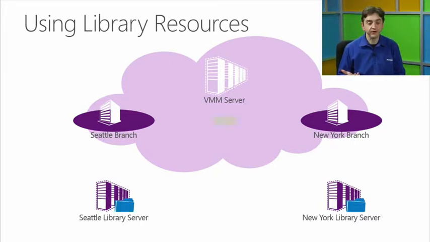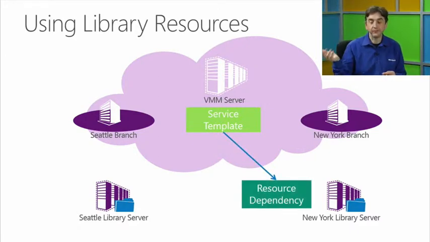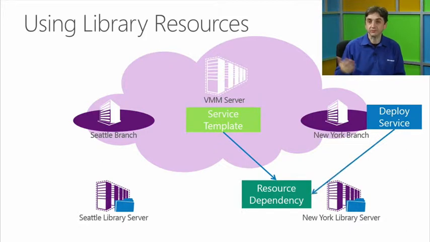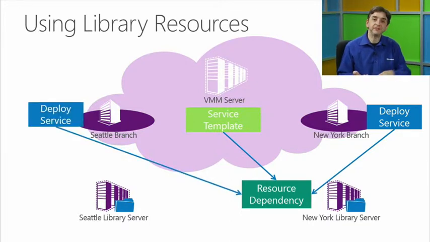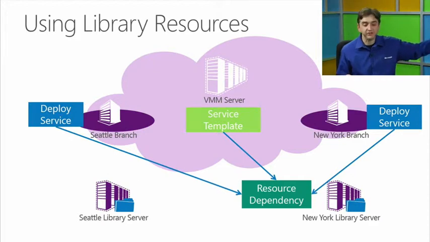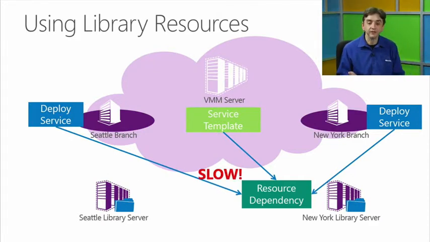So in this example, I have a VMM server and I created a service template that could be deployed in either Seattle or in New York. Well, I'm going to store a copy of that service template on the different libraries, but it's going to need a particular resource. And if that resource is only stored inside of the New York library, when I deploy to the New York branch, everything's fast. It's right there, so everything goes great. But if I have to deploy that same service to Seattle, there might be a problem because it might take forever to copy that VHD file from New York to Seattle, and that could be really, really slow.